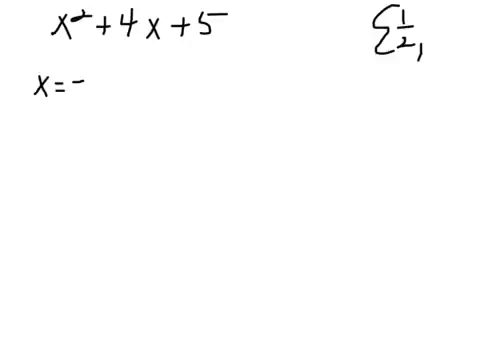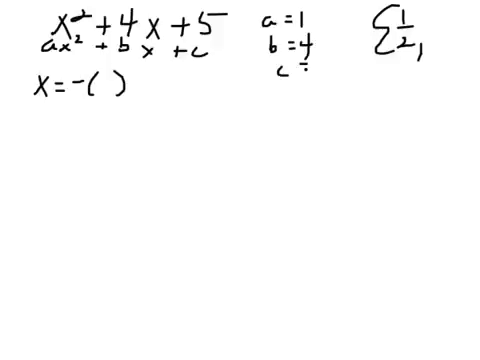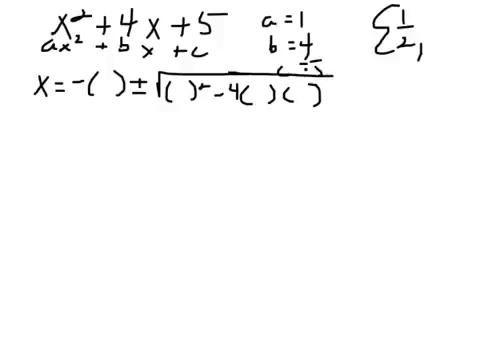We go x equals negative b. Remember, this is ax squared plus bx plus c. So our a is going to be 1, our b is going to be 4, and our c is going to be 5. So x equals negative b plus or minus the square root of b squared minus 4ac, all over 2a.